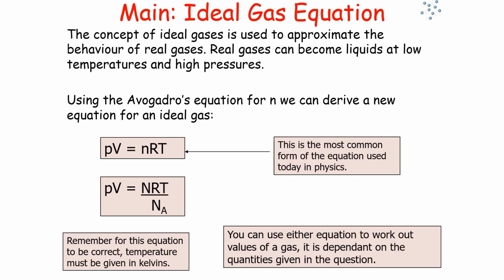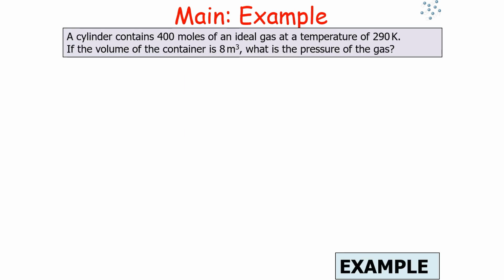Now again, you can use either equation to work out a value of a gas. It's dependent on the quantities you're given in your question. Now remember, if you are going to use either of these two equations, the temperature must be given in kelvins. So let's have a look at an example. A cylinder contains 400 moles of an ideal gas at a temperature of 290 Kelvin. If the volume of the container is 8 meters cubed, what is the pressure of the gas?